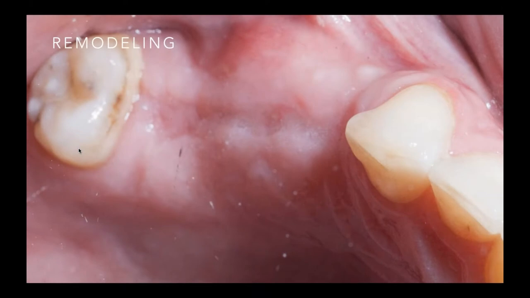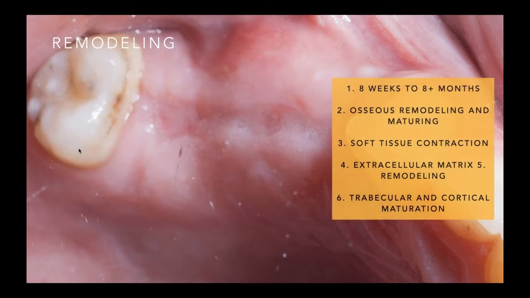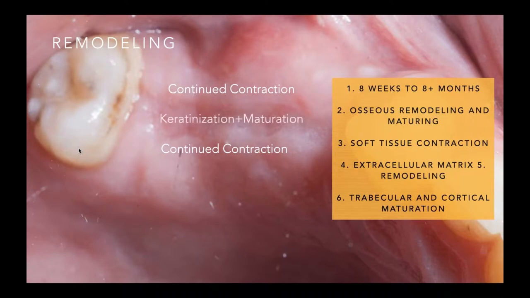actually occur. And once you have good soft tissue coverage, usually that takes about 8 weeks, that is when you start to have maturation of the trabecular bone. And that's just the start of it. The soft tissue will continue to contract. And so there are some soft tissue procedures that you may or may not need to do once you start the implant placement process.